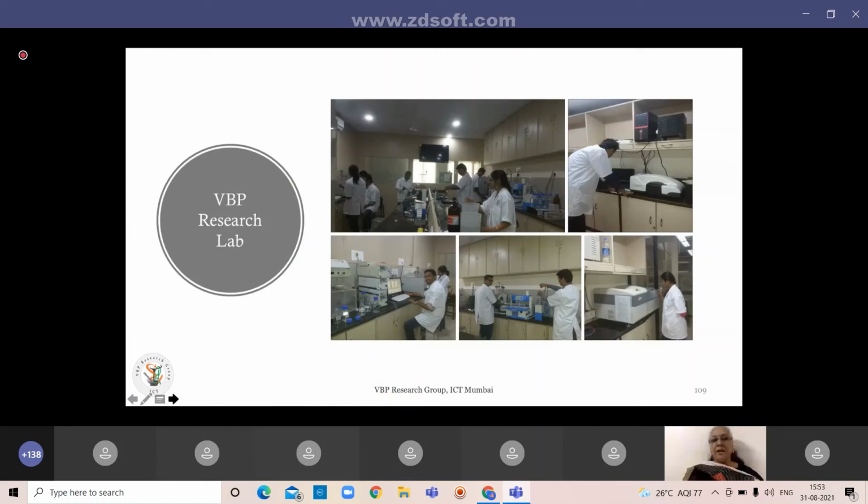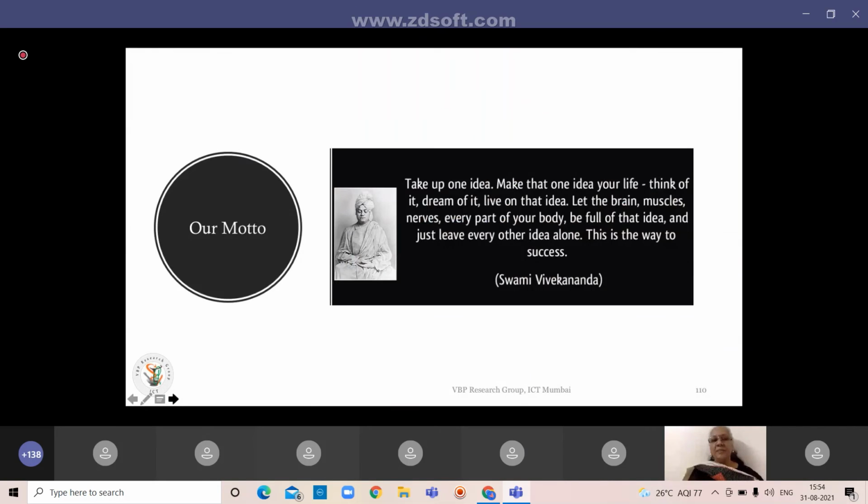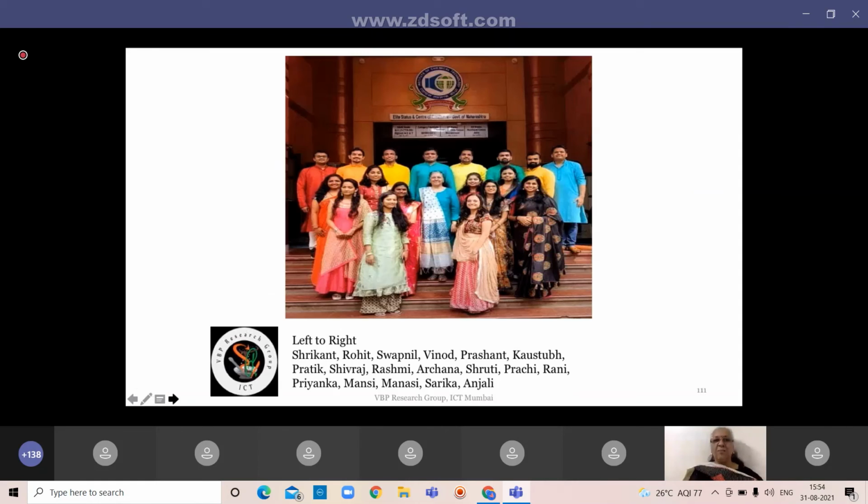And our lab is equipped to do any kind of such work. We also have a cell culture lab. And with that, I would like to conclude. We follow this motto of Swami Vivekananda ji, which is focus. Though we have diverse areas, whoever the topic is assigned to focuses.